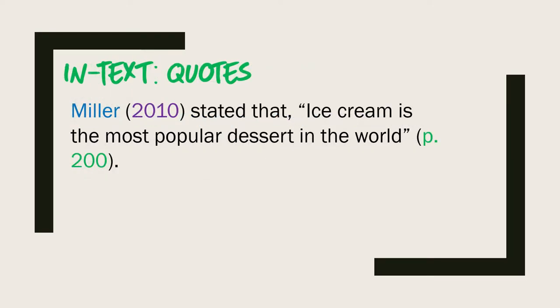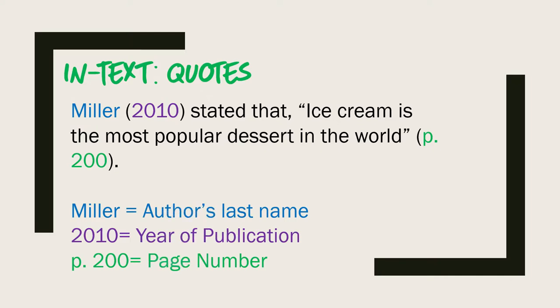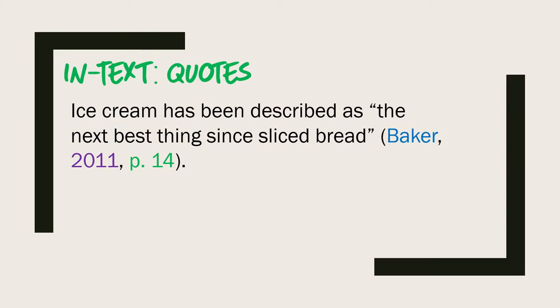What happens if you quote someone in your paper? This is a little different than paraphrasing and requires one more component. You would still need a parenthetical reference, but it would include the page number in which the quote was found. Here are some examples. Miller, 2010, stated that ice cream is the most popular dessert in the world. Page 200. Ice cream has been described as the next best thing since sliced bread. Baker, 2011, page 14.